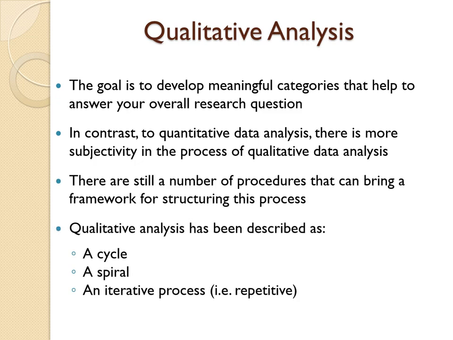Despite this subjectivity, there are still a number of procedures that can bring a framework for structuring this process. The overall process of qualitative data analysis is often described as a cycle, a spiral, and also an iterative or a repetitive process. The spiral metaphor represents the process the researcher uses in reading and then rereading transcripts and developing initial codes and categories that are then refined and adapted through the process of thinking about the meaning of the data.